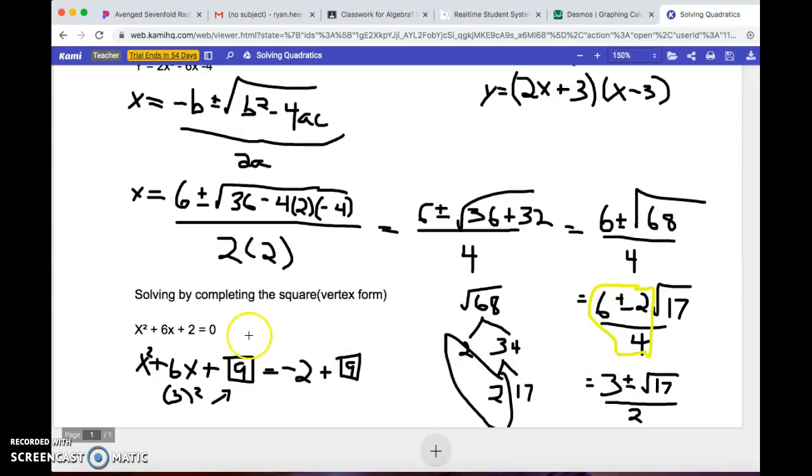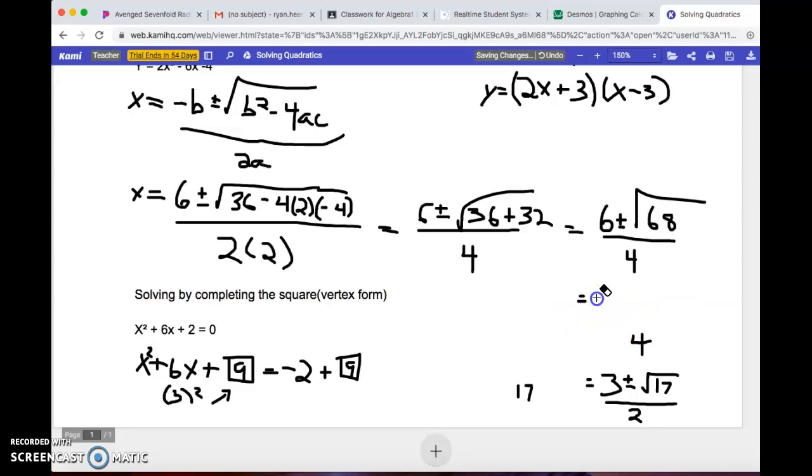All right, and the last part over here, this is solving by completing the square, which is vertex form. Once you get this form, it is vertex. And hang on, I've got to make some space here. Get rid of all this. So we'll go through completing the square and show you how that all works.